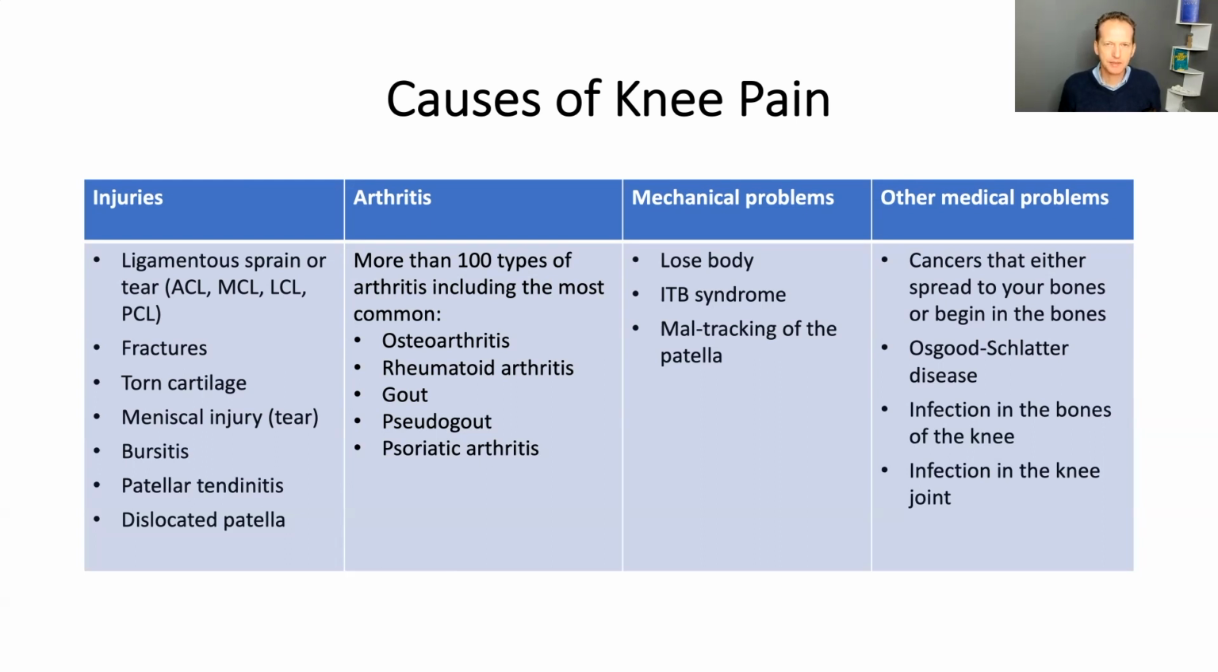Then within arthritis group, we know there are more than 100 types of arthritis that affect our joints, and not only the joints. The most common are osteoarthritis and rheumatoid arthritis.